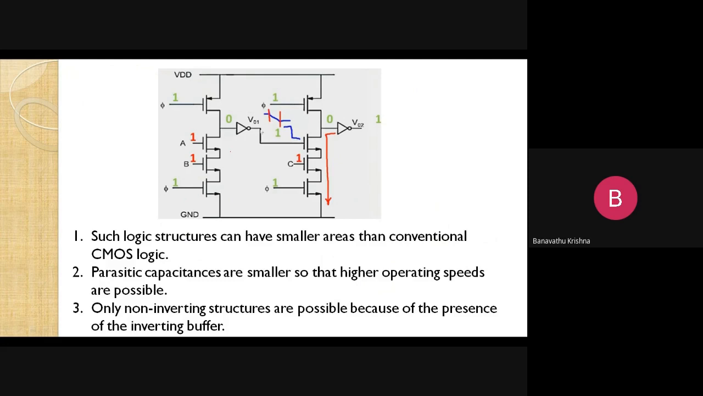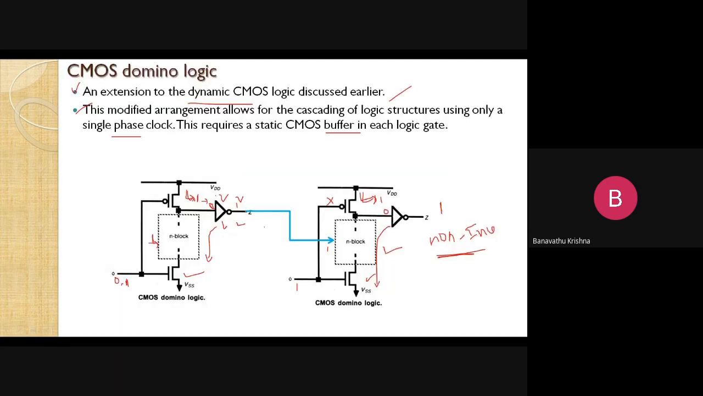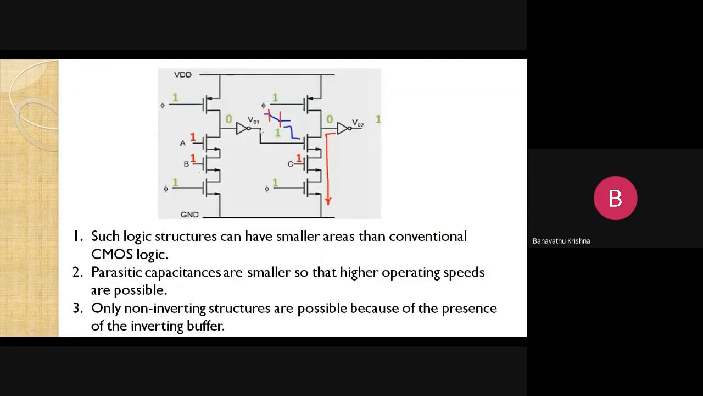Let us see the detailed case here. Previously it is going to be pre-charge, and now I am going to apply the clock as 1. Then that transistor is going to be in the off condition, and this one is going to act as in the on condition. So the input of this inverter is going to be 0.